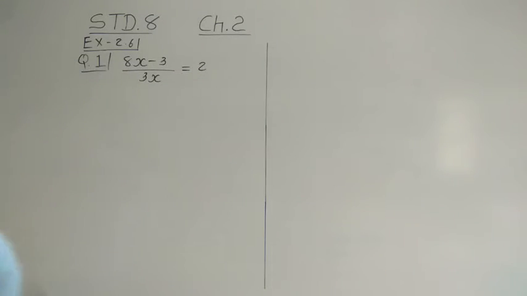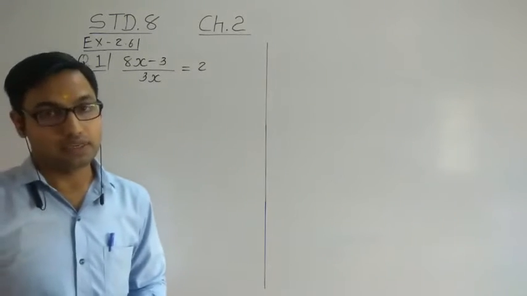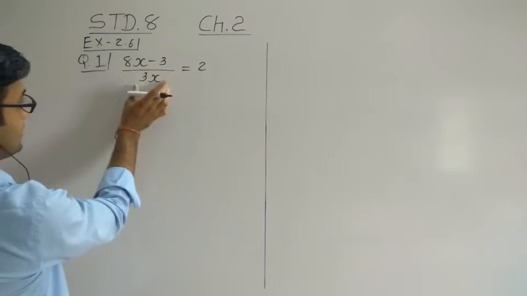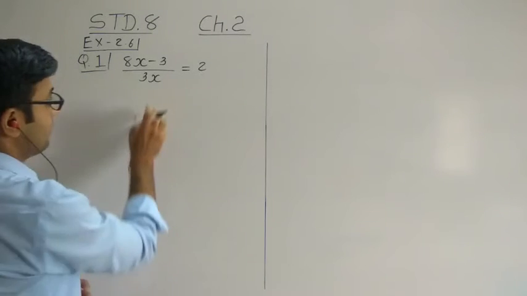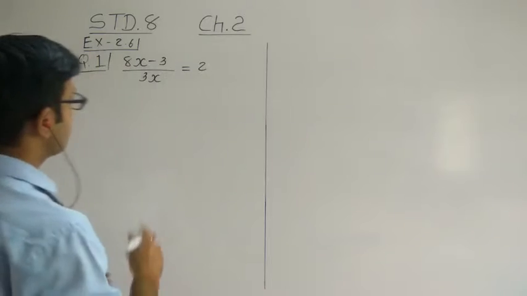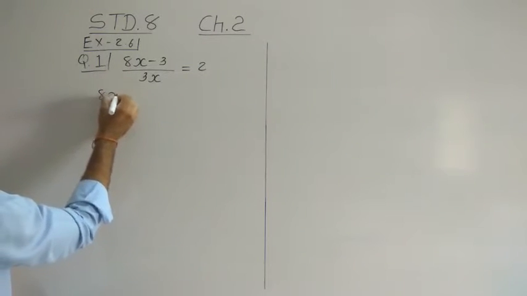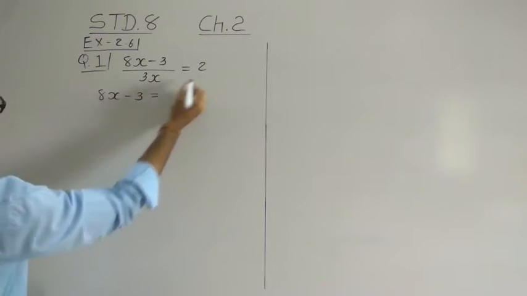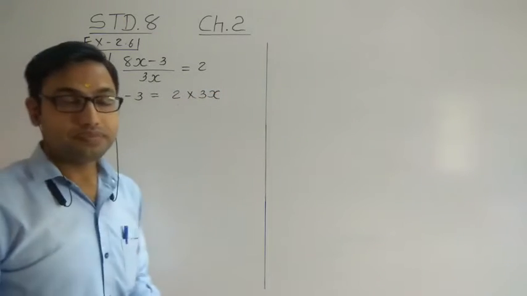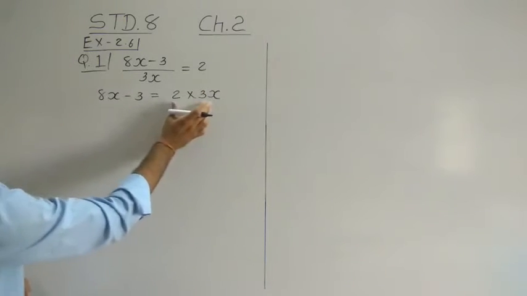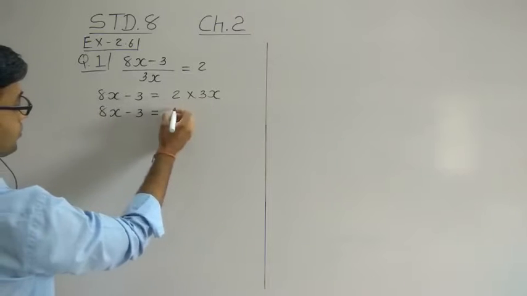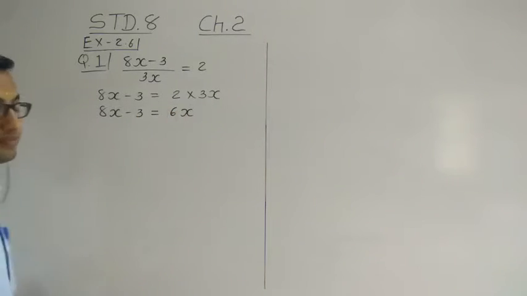Okay, so let us first of all solve this linear equation. What we have to see is that this 3x here is in the denominator. So we have to take this 3x to the right hand side, where it will multiply with 2. The first step is, we can write down that 8x minus 3 is equal to 2 multiplied with 3x. Let us now multiply here. We get 8x minus 3 is equal to 6x.